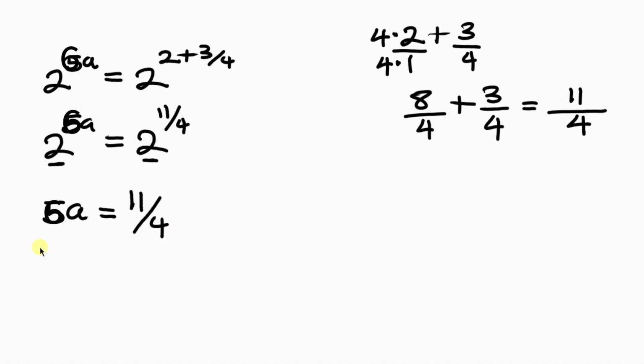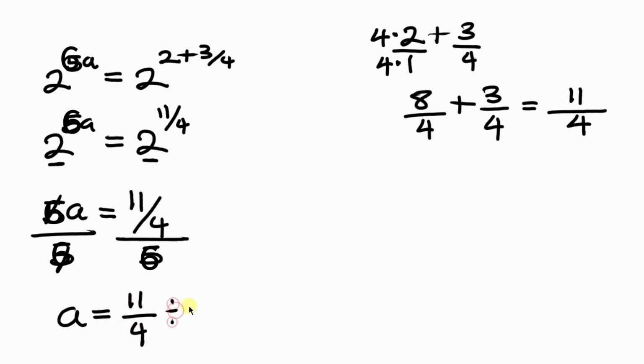Now we can divide both sides by 5. So I'll divide the left-hand side by 5. I'll divide the right-hand side by 5 as well. Now 5 can cancel out 5, leaving behind a to be equal to, now this expression means 11 over 4 divided by 5, or we can say 5 all over 1. Now this means a is equal to 11 all over 4, divided by 5 all over 1.